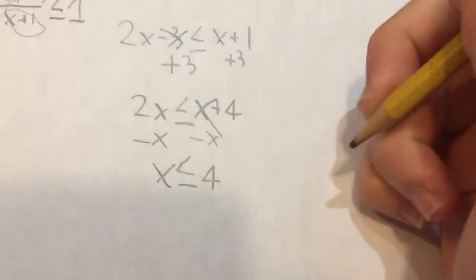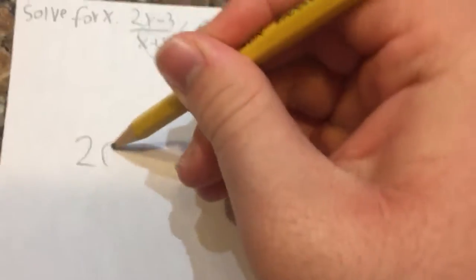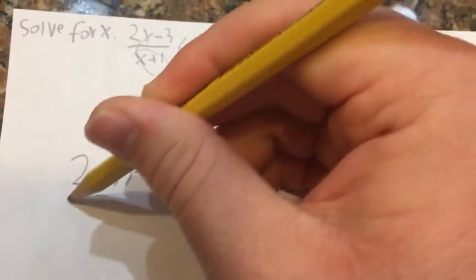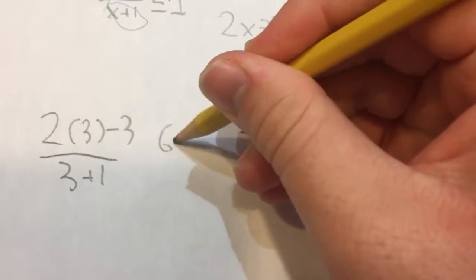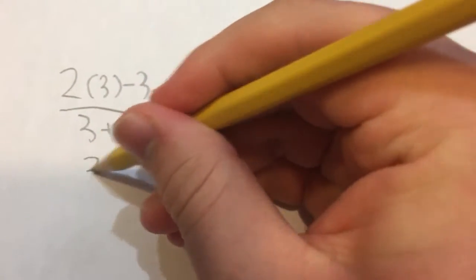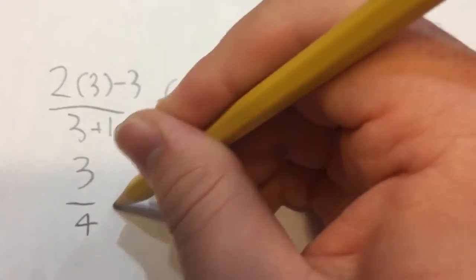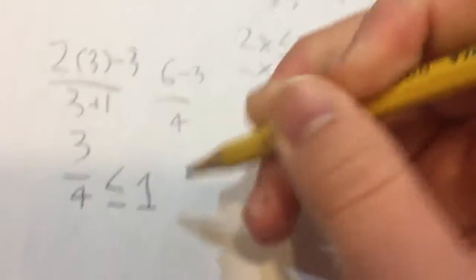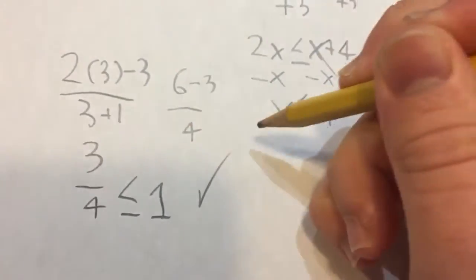Are we done? No. Because we just take a random number that's less than 4 and plug it into the equation. For example, let's take 3. So we have 2 times 3 minus 3 over 3 plus 1, which would then become 6 minus 3 over 4. And that will become 3 over 4. That is, of course, less than or equal to 1, being 0.75, so that's correct.